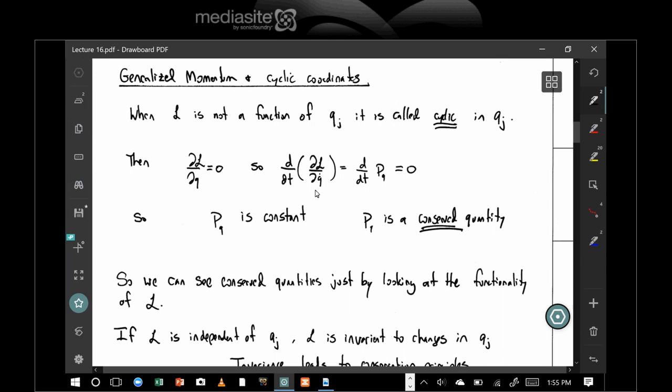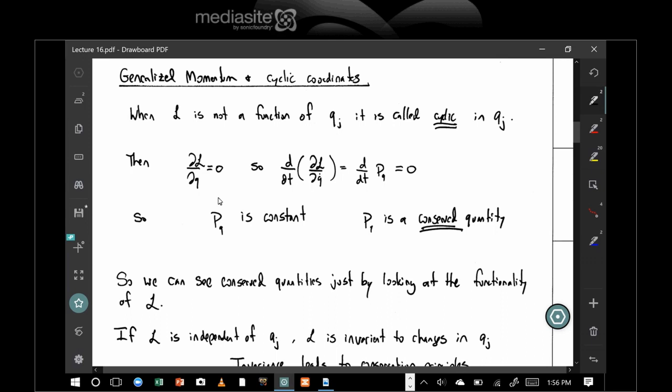However, this partial L with respect to q dot is a generalized momentum. So if the Lagrangian is not a function of q, that means that p sub q, the generalized momentum for the variable q, is constant. So whatever this quantity is, it's a conserved quantity. That's really neat, because if we want to identify conserved quantities, we just look at the functionality of the Lagrangian. If there's no q in the Lagrangian, then the generalized momentum associated with q is a conserved quantity.